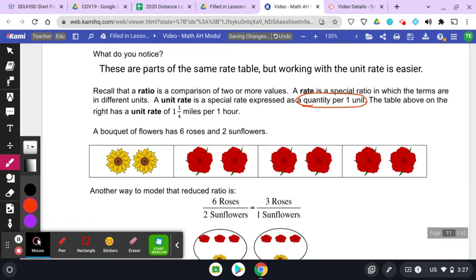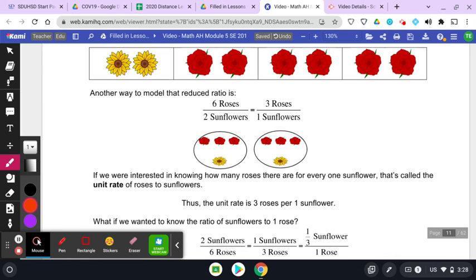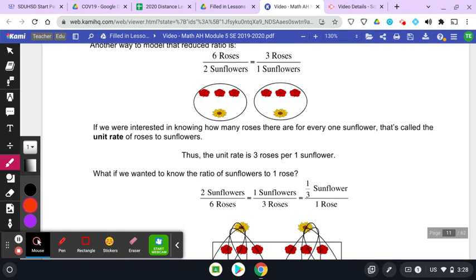The table above on the right has a unit rate of 1 1/4 miles per hour. A bouquet of flowers has 6 roses and 2 sunflowers. So there's 6 roses and 2 sunflowers. So we know that there's 3 roses per sunflower. So we're taking a rate and we're dropping it down to a unit rate. If we were interested in knowing how many roses there are for every sunflower, that's called the unit rate of roses to sunflower. Thus, the unit rate is 3 roses per 1 sunflower.